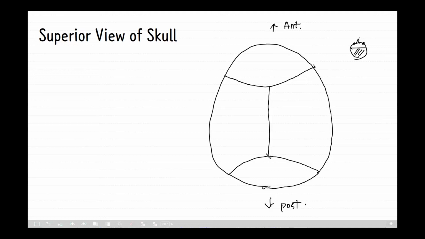So four bones constitute this view and articulate via three well-defined sutures. The four bones are as follows: the frontal bone, and the parietal bone, to express exactly, two parietal bones, and the occipital bone.